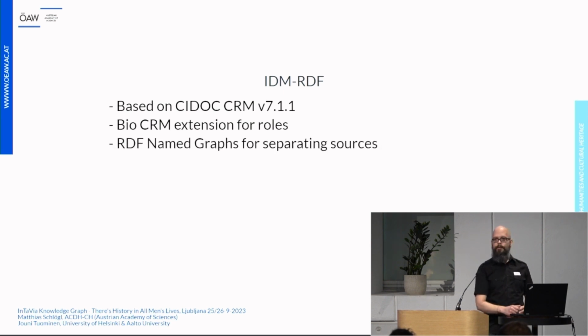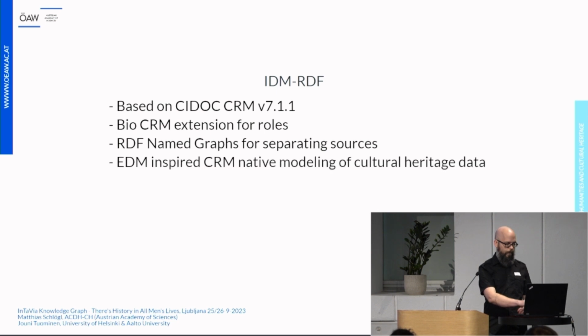Then we use RDF named graphs for separating the different data sources. So we can have pieces of information regarding, let's say, the same person in several of these biographical data sets, but then we want to keep them separated so we can manage them and also keep track of the provenance, which piece of information is coming from which source.